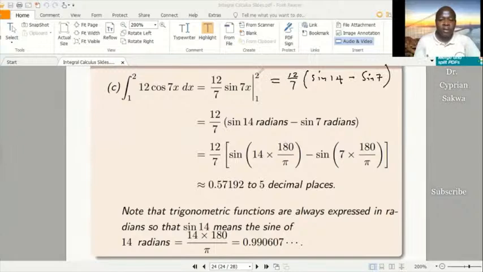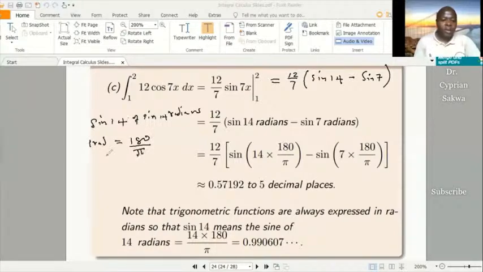But since these are not angles, when I talk of sine 14, what I mean is the sine of 14 radians. The sine of 14 is the same as sine 14 radians. What we know is that 1 radian is the same as 180 out of pi.